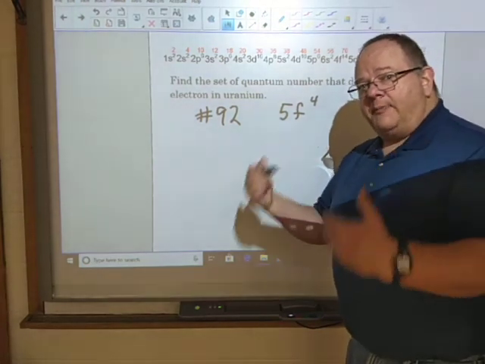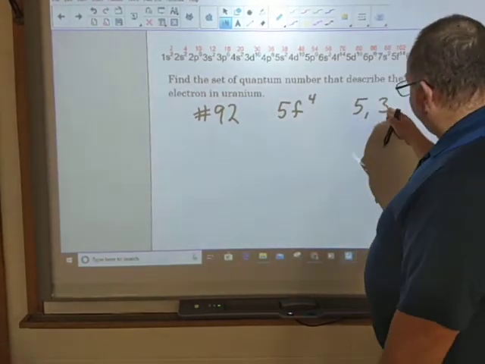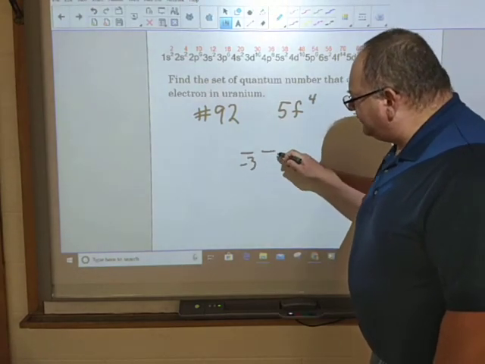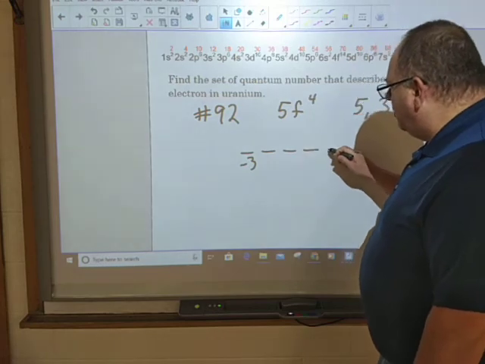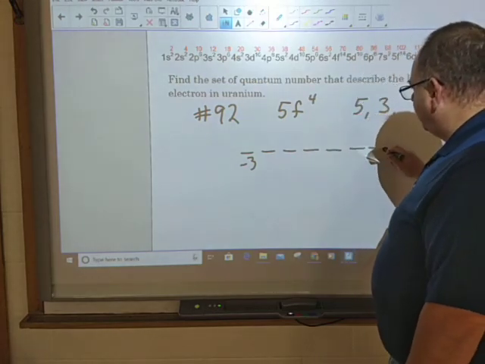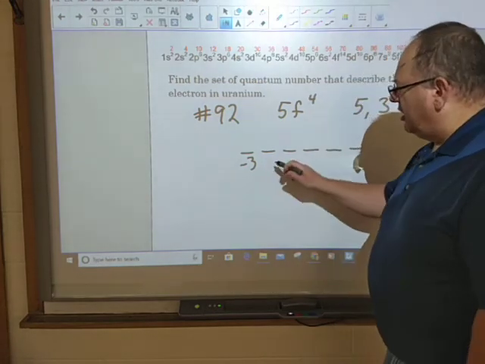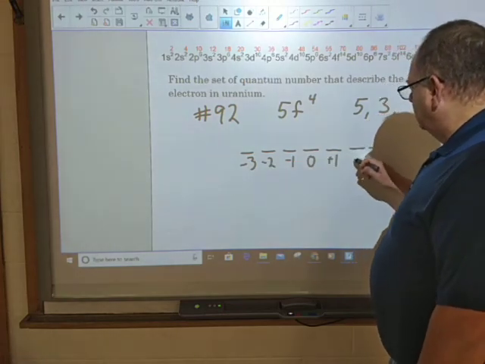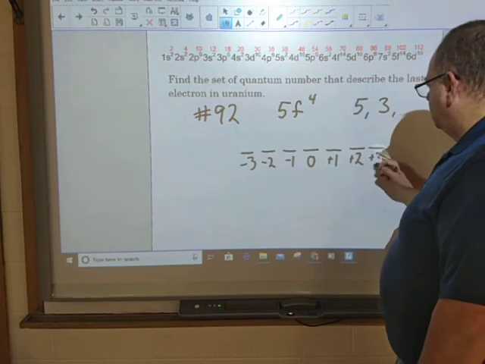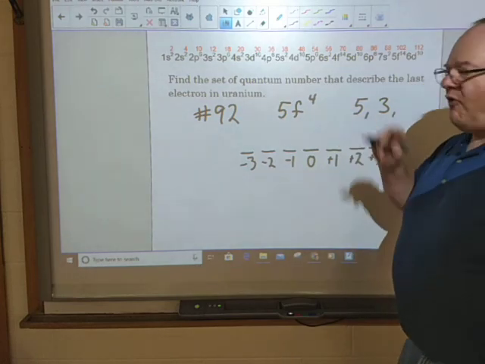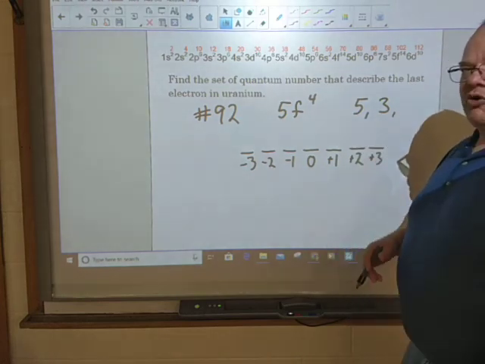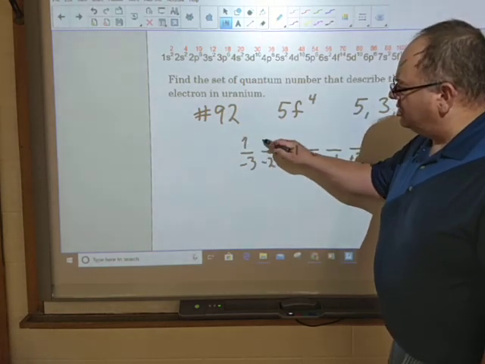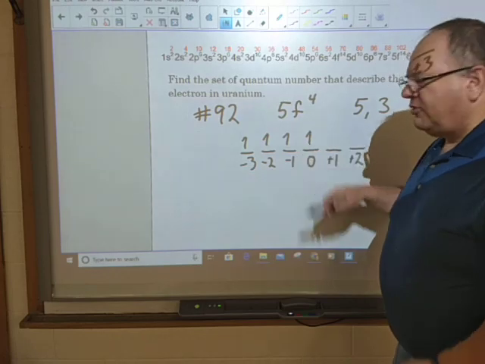Okay. Now I'm going to break out the orbital notation. If that's a 3, I'm going to range from -3, -2, -1, 0, 1, 2, 3. The F subshell has 7 orbitals. There are 4 electrons distributed in those orbitals. Hund's rule says put 1 in each before you double up.